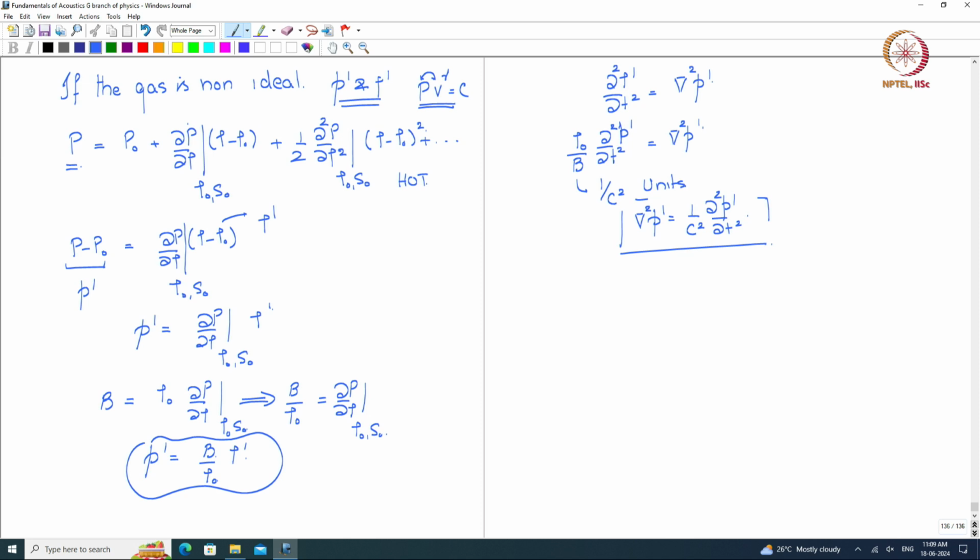Now I will give you one more thing. The del square form, it's worth writing down somewhere. In rectangular Cartesian coordinates it is given by del 2 by del x square plus del 2 by del y square plus del 2 by del z square.